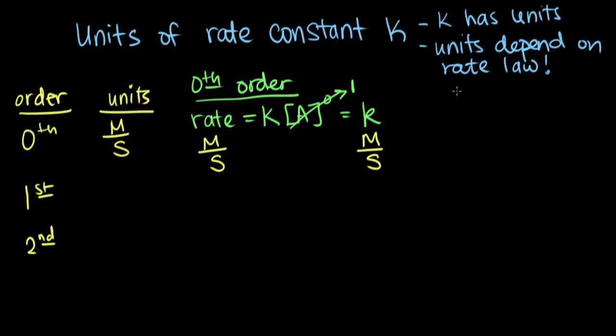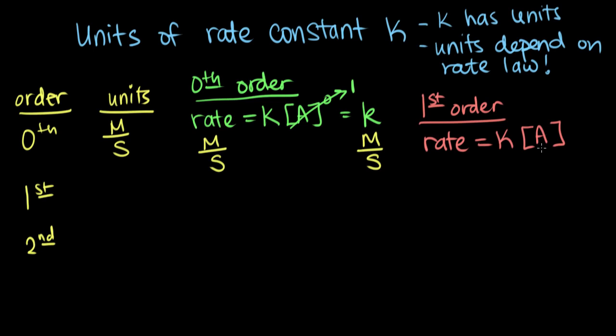So for a first order reaction, the rate law is rate is equal to our rate constant K times the concentration of our reactant raised to the 1st power. Units of rate are molar per second, and the units of concentration are always going to be molar. So now we know that the units of K times molar equals molar per second. So we have molar on both sides, so we don't have to worry about that, but we're missing a 1/second term. So that tells us that the units of K are 1/seconds.